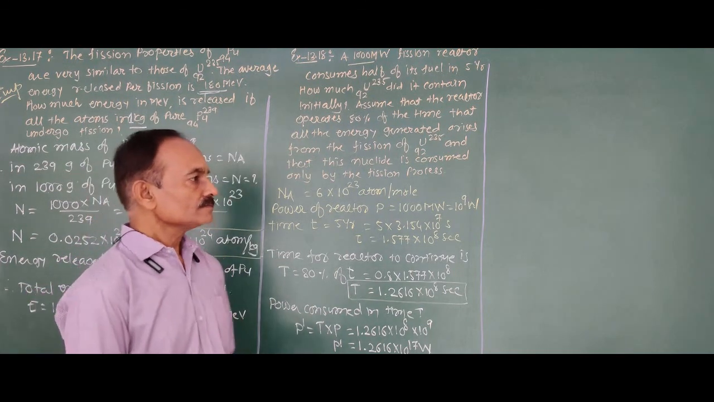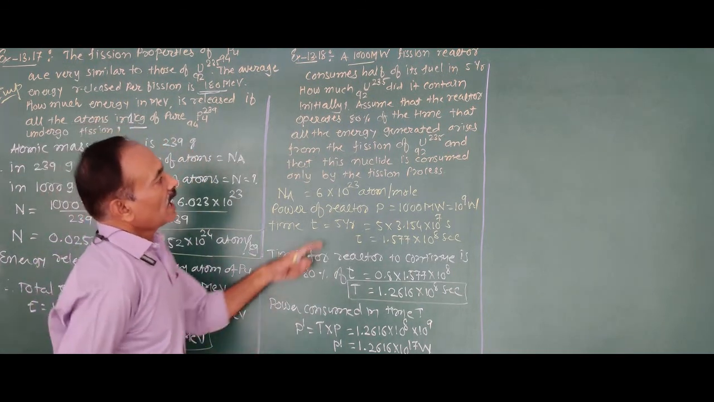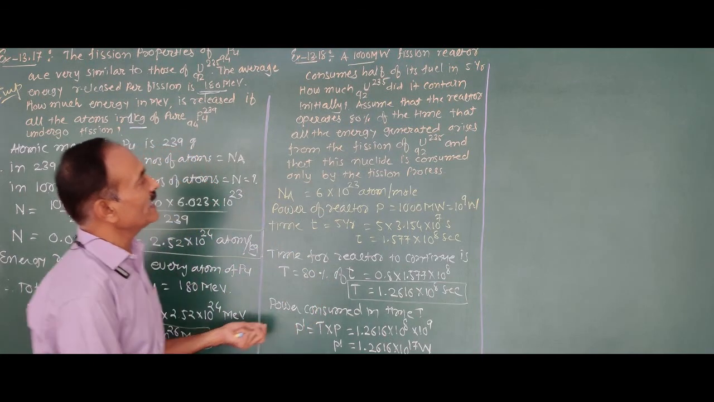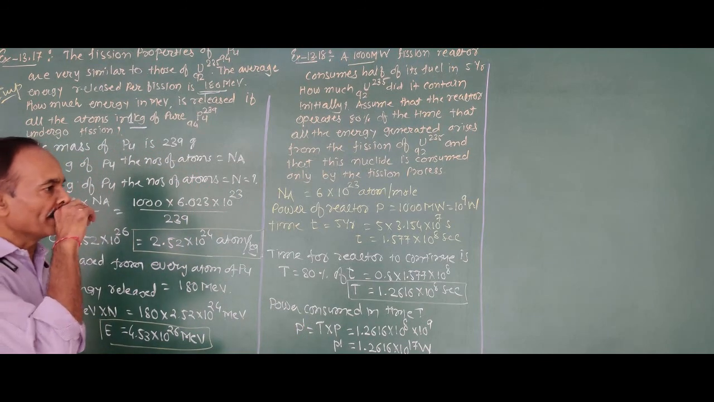Now, how much energy is released? Now the energy released is 200 MeV per fission.